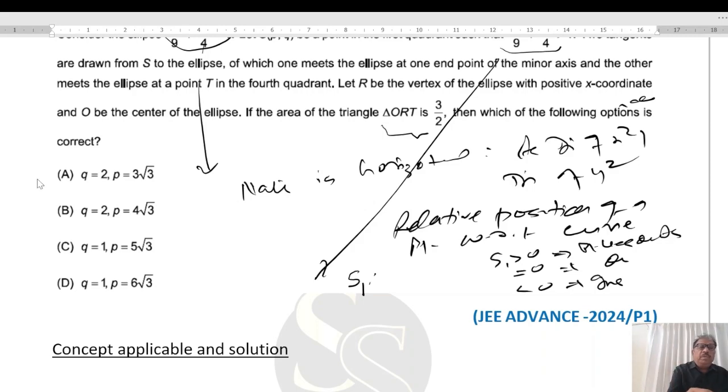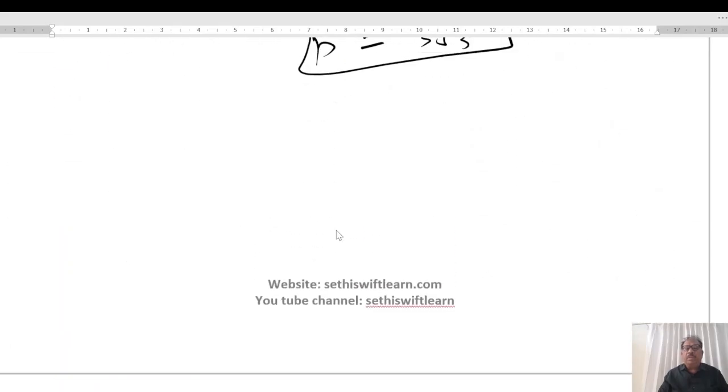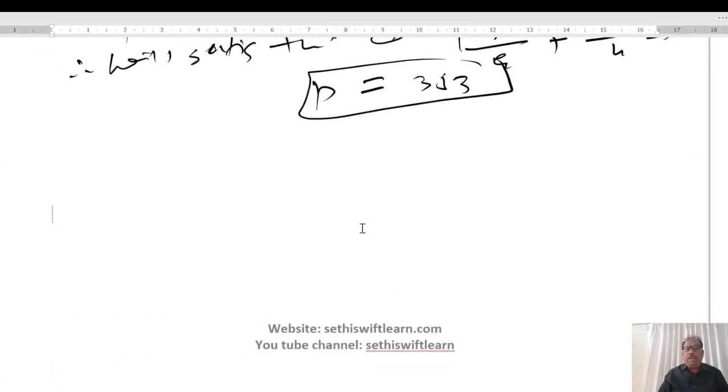Q is 2, A is the correct answer, right? I've discussed the very basics applicable in this case. Now, next question.